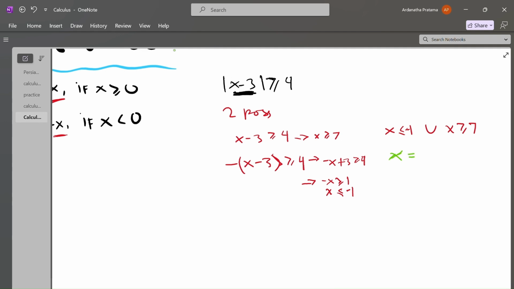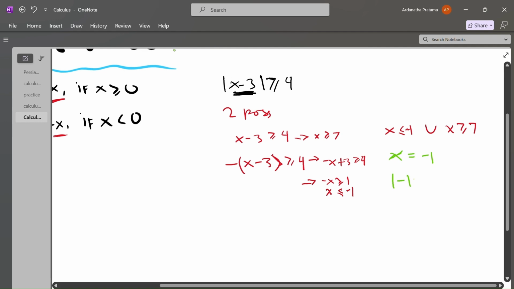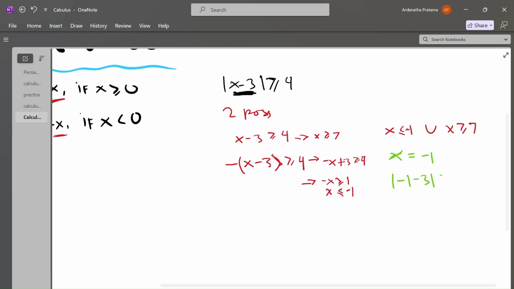So let's try x equals, let's say, minus 1, because minus 1 is equal to minus 1. So we have minus 1 minus 3 is minus 4. So the absolute value of minus 4 is equal to or greater than 4. So this is true. 4 is greater than or equal to 4 because 4 is equal to 4. Basically, this is true.